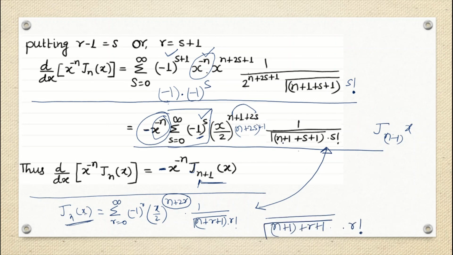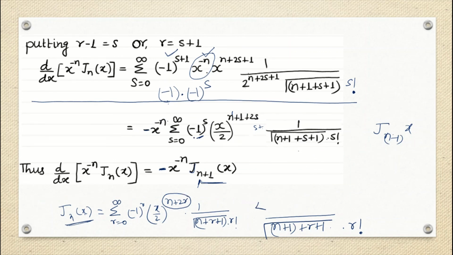Here also we'll have n plus 1 plus s plus 1. Again, if you are writing r or s, it doesn't matter because the series starts from 0 to infinity. So r or s will give you the same result, and then factorial s, factorial r. So this term is nothing but, if you see, we can write this in simplified form as minus x raised to minus n times J n plus 1 x. Correct? So this way we have proved the second recurrence relation also.